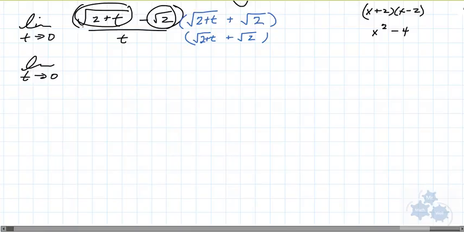What's the square of a square root? Yeah, so when you square this, that square root is gone. So it's just 2 plus t. And now t is out of our root sign. And then, of course, minus the square of root 2. So root 2 squared is 2. Okay?